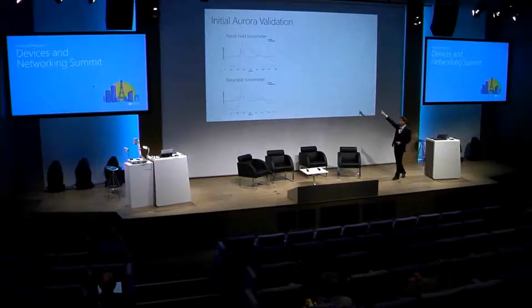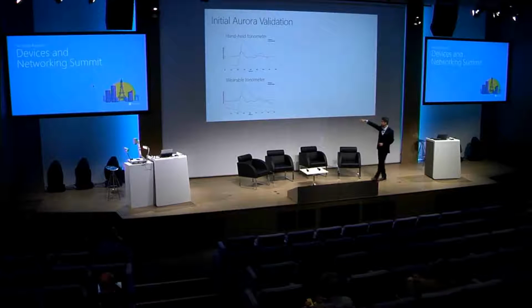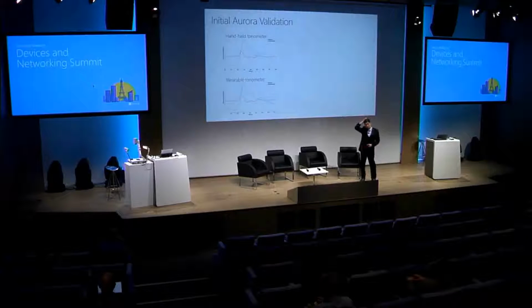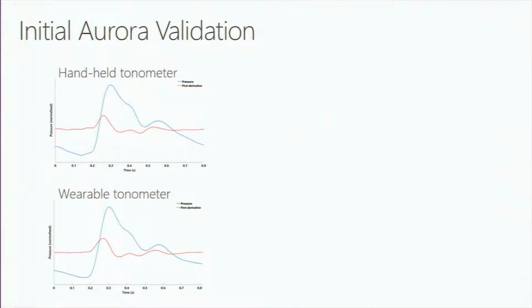So we did some initial validation. Here's a handheld tonometer compared to our device. The handheld tonometer required an expert to operate. The wearable tonometer required these specific instructions to an average consumer. We said put it on such that the radial pressure sensor lands somewhere around where you would take your pulse. And that's all we told them.